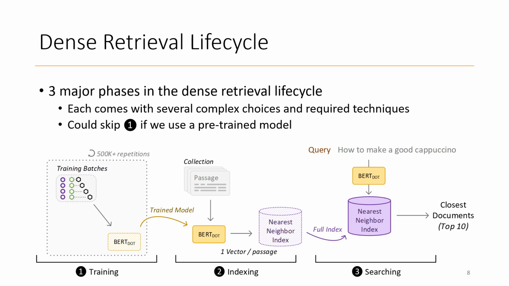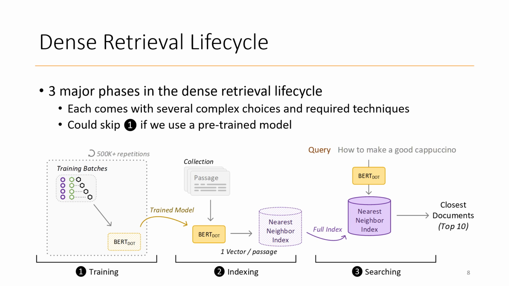Let's look at the life cycle of such a dense retrieval model. Here we have three major phases. The first is training. So here we create training batches and we train our dense retrieval BERTDOT model with a lot of repetitions for different training batches. And once we have either a pre-trained model from step 1 or we train it ourselves from scratch, we can use this trained model in the indexing phase.